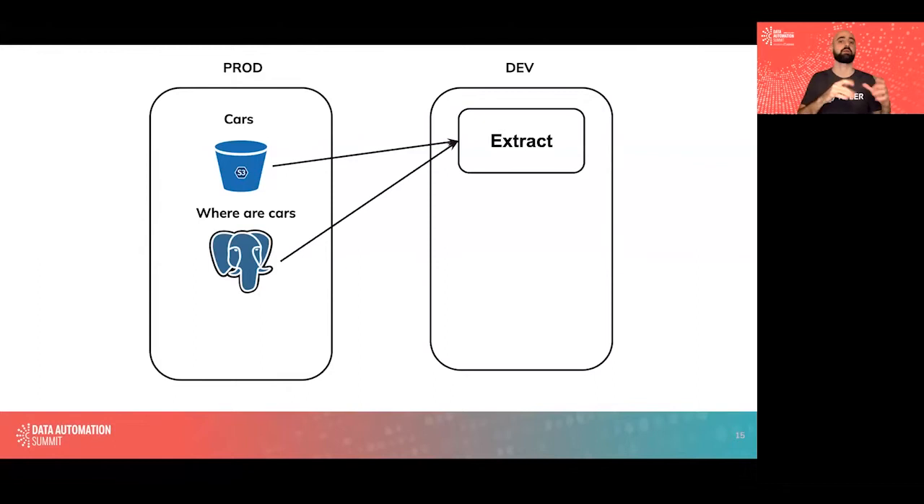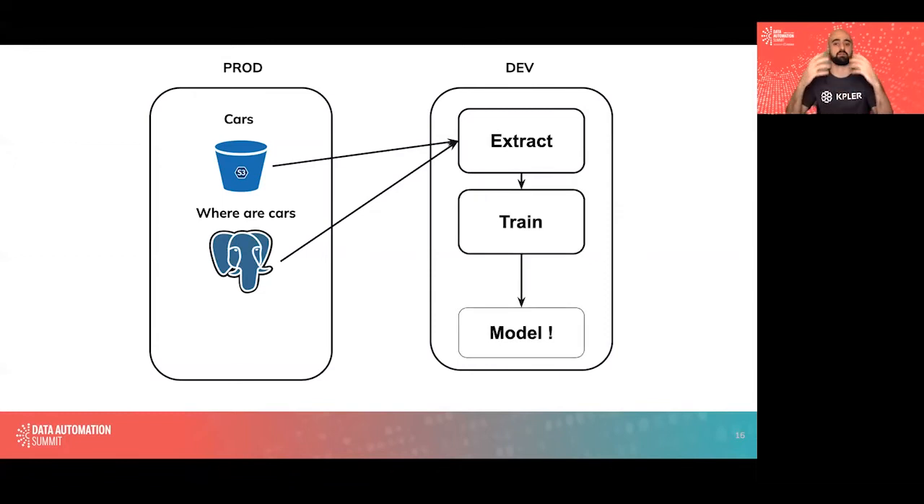So the developer can just extract this data manually, let's say for now manually. So she can use an interface, for instance pgAdmin, to extract the data from Postgres, and another high-level interface to extract data manually from S3. And then he can get the data inside the development environment. So once he extracts it, he builds the training algorithm, and voila, he has the model.